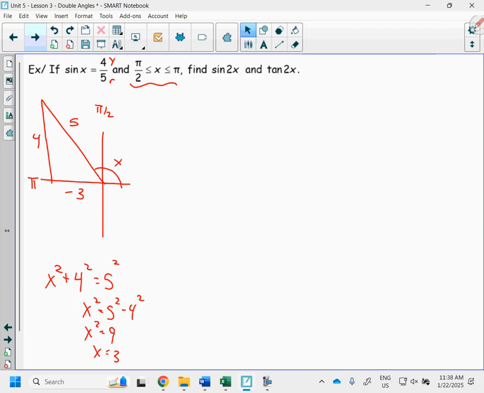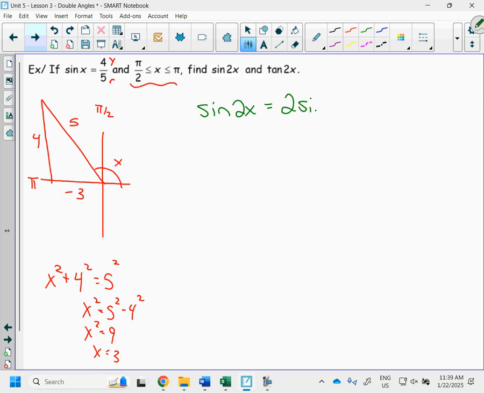Our first ratio asks us for the sine of 2x. I don't have double angles. However, I can convert this into regular angles. If I know what angle x is, or at least its ratio for it, they told me that sine x is this right here, I can replace sine x with 4/5.